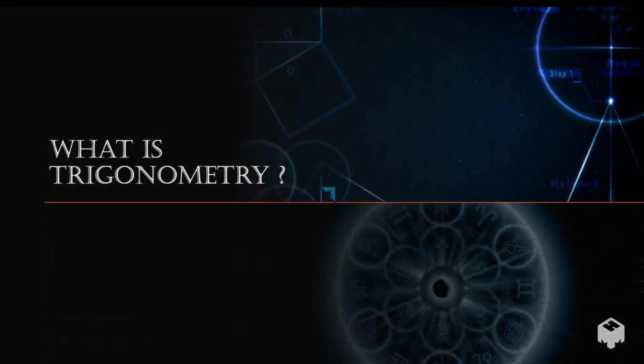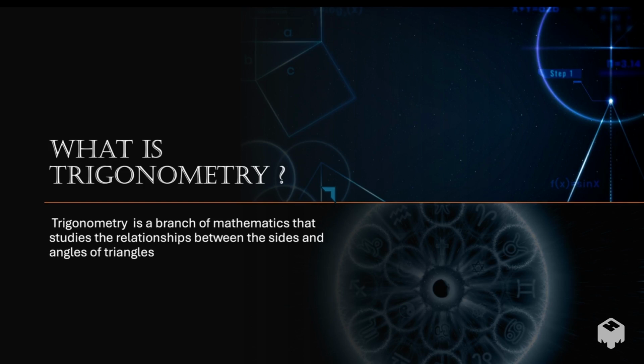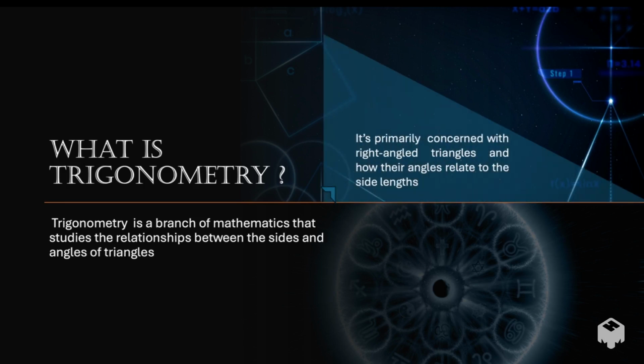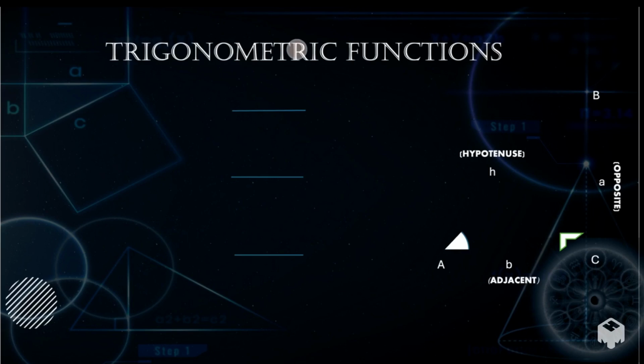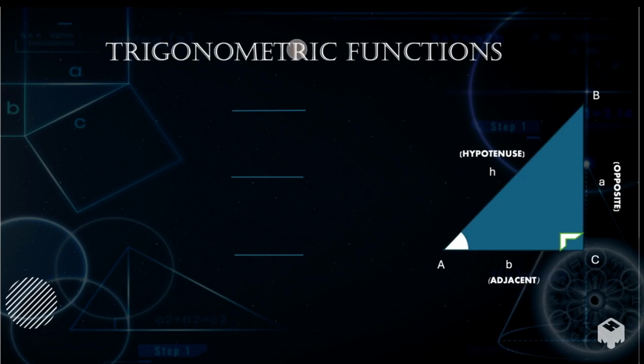What is trigonometry? It is a branch of mathematics that studies the relationships between the sides and the angles of a triangle. It's primarily concerned with right-angled triangles and how their angles relate to the side lengths. The primary focus is on understanding how the angles of a triangle are connected to its sides. Functions like cosine, sine, and tangent help describe the relationship between angles and side length. We will look into it now.